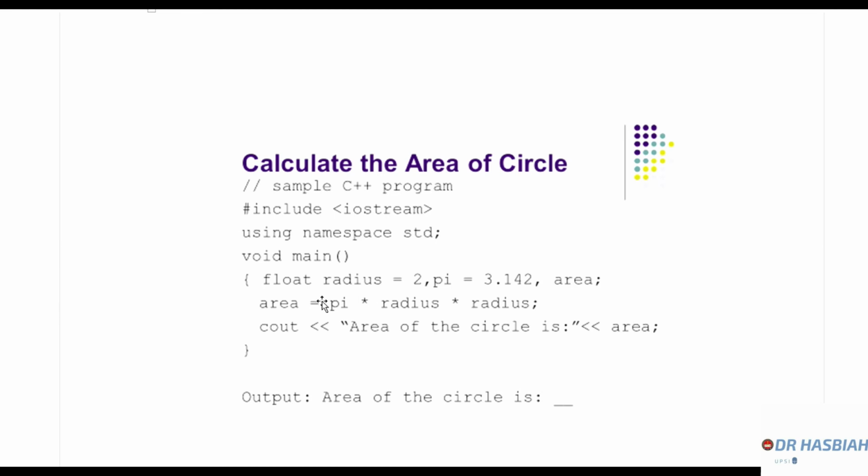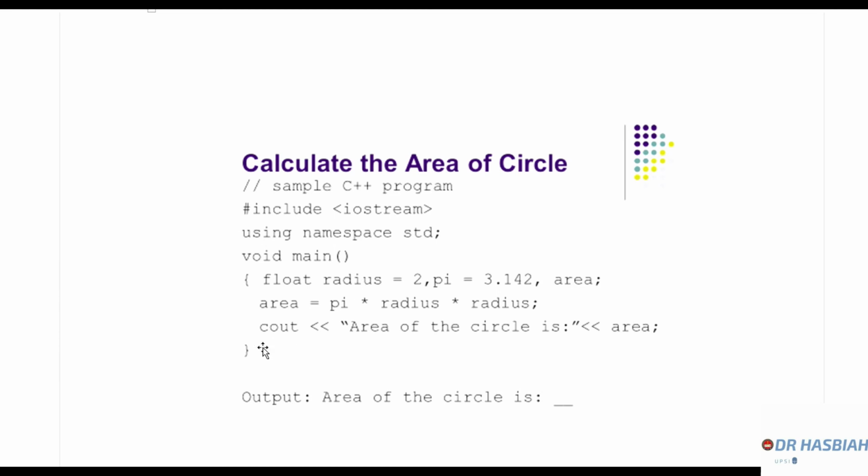So then you calculate the area. Area equal to pi times radius times radius. So pi equal to 3 point something times 2 times 2. So you will get the answer for the area here. What is the value for the area? Then after that we want to display the area. Okay, we transform it from the pseudocode that we have before this.